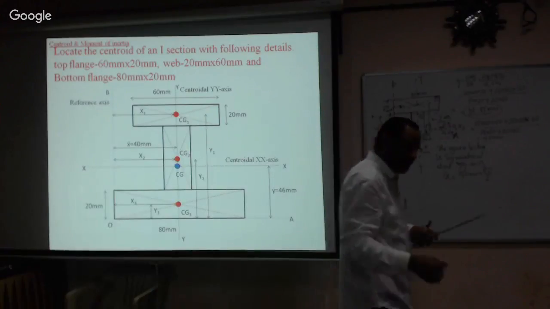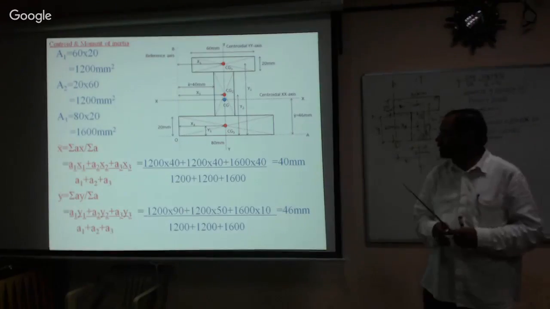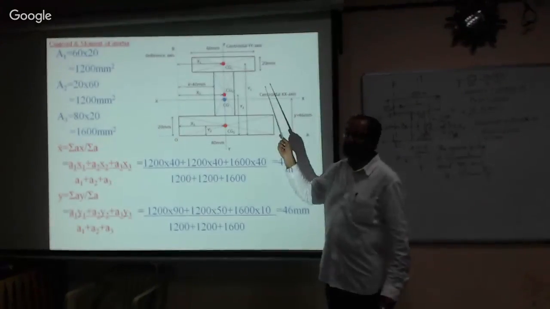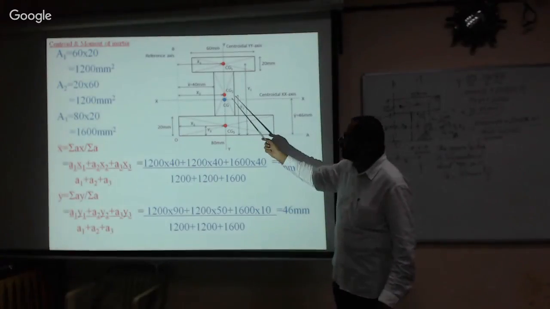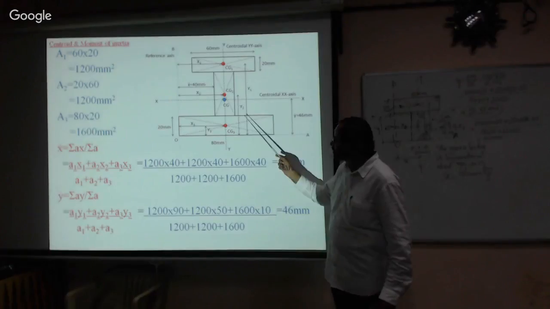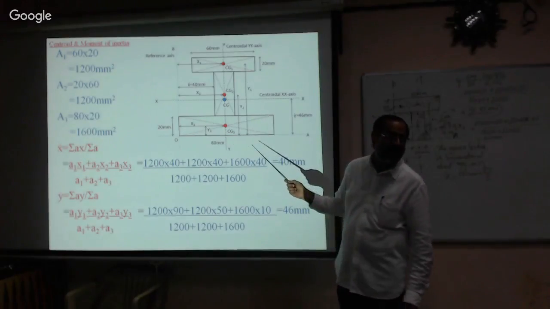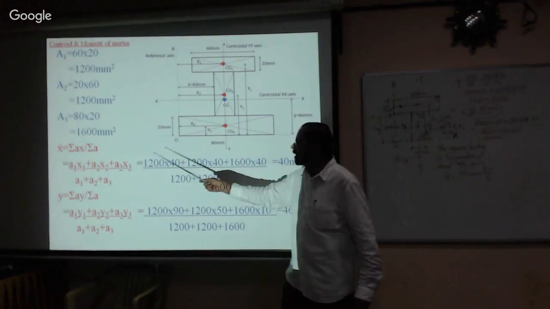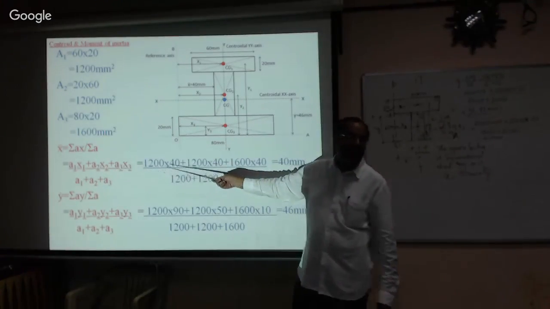I think we have solved this problem; you just go through this solution. See, here A1 is 60 into 20, A2 is 20 into 60, and A3 is 80 into 20. Now, X bar is equal to sigma AX by sigma A, that is A1 X1, A2 X2, A3 X3.